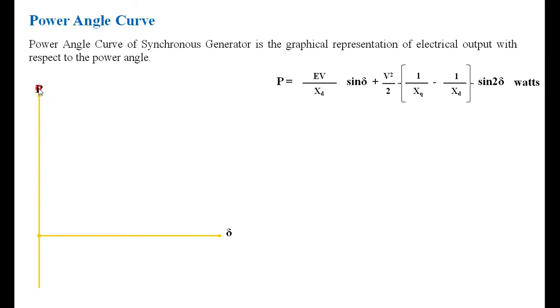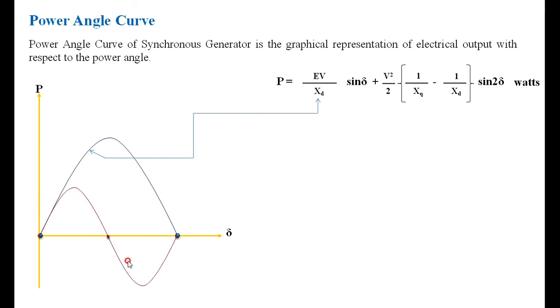We can take the base axes as delta and P. First I will draw the first term, because it is a sine function, it is EV by x_d sin delta. This is the first term. The second term has sin 2 delta, so it has double the frequency of the first one. Therefore, it makes 2 cycles when the first term makes 1 cycle. Then this second term is your reluctance power. If you add these two, then you get the total power.